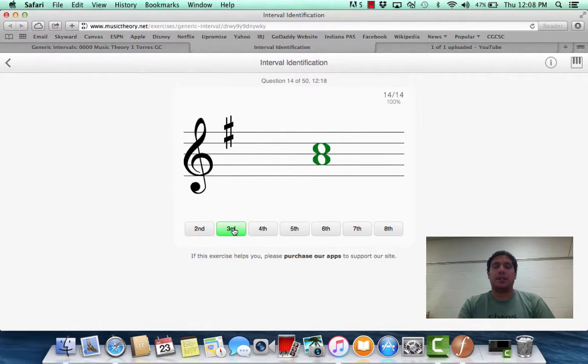Space, space, third. Line, line, third. Okay, so that's another way that you can think about it, but it's very important that you don't get wrapped up in harmonics and that you look at what is given to you.